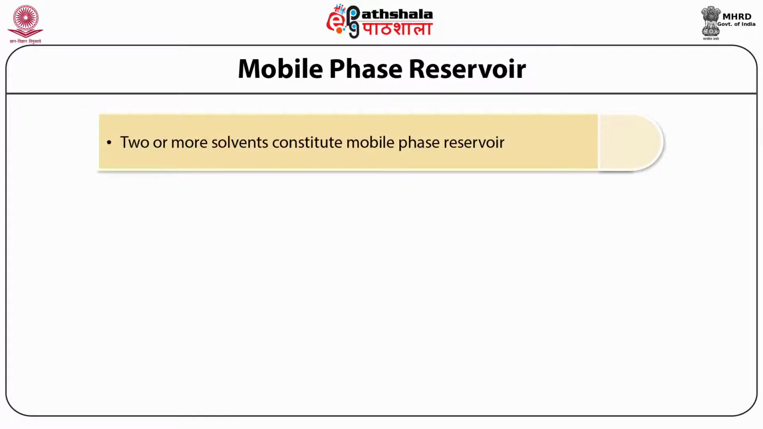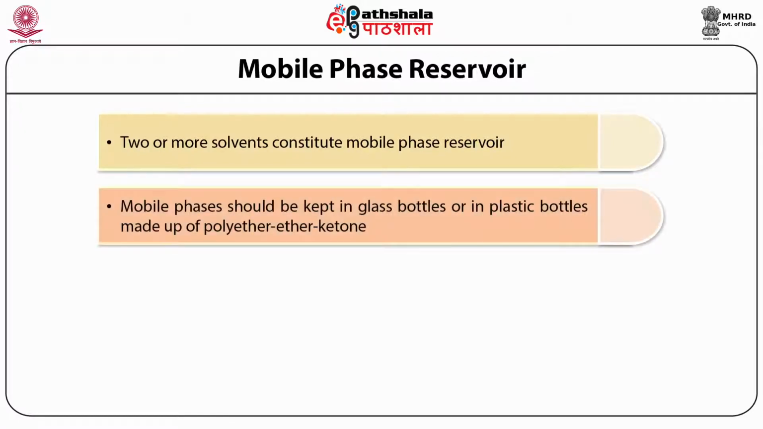mobile phases. These mobile phases are kept in glass bottles or in plastic bottles which are made up of polyether ketone, popularly known as PEEK. PEEK is used as it is chemically inert to most of the organic solvents. Now, this is necessary as the mobile phases contain charged ions which may damage normal plastic bottles.